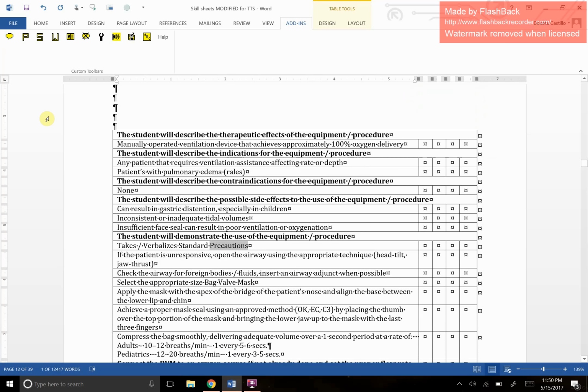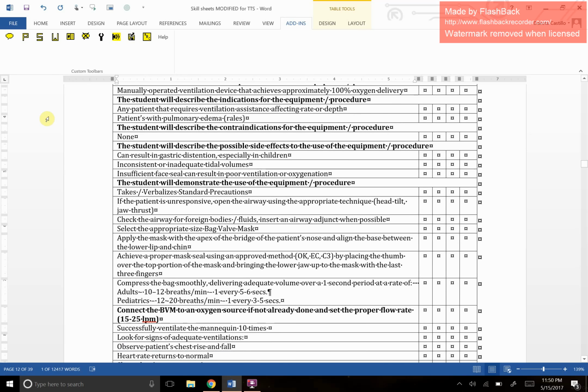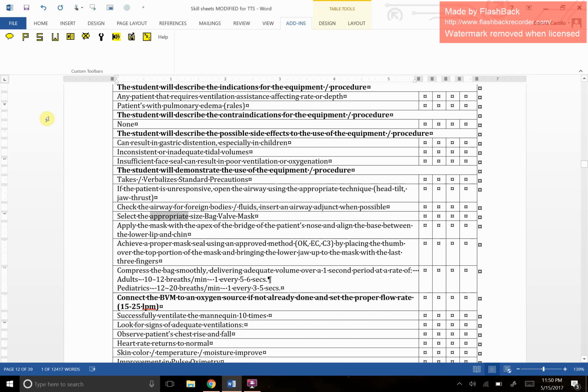Take/verbalize standard precautions. If the patient is unresponsive, open the airway using the appropriate technique, head tilt or jaw thrust. Check the airway for foreign bodies/fluids, insert an airway adjunct when possible. Select the appropriate size bag valve mask. Apply the mask with the apex at the bridge of the patient's nose and align the base between the lower lip and chin. Achieve a proper mask seal using an approved method, OK, EC, C3, by placing the thumb over the top portion of the mask and bringing the lower jaw up to the mask with the last 3 fingers.